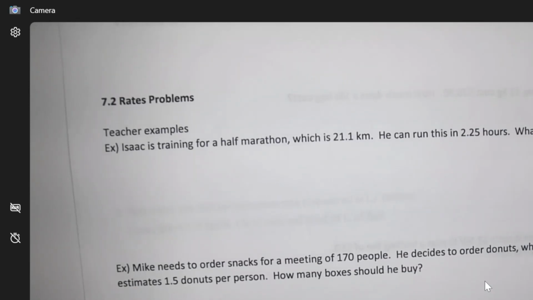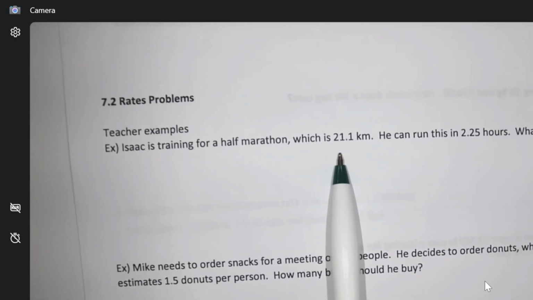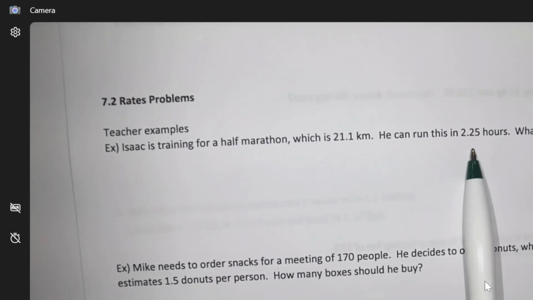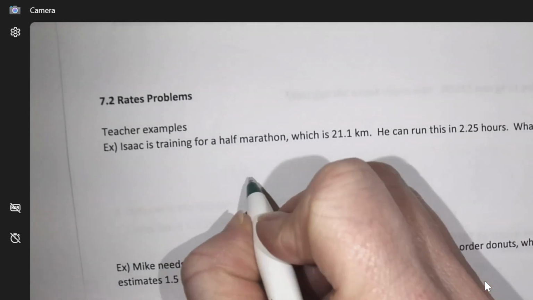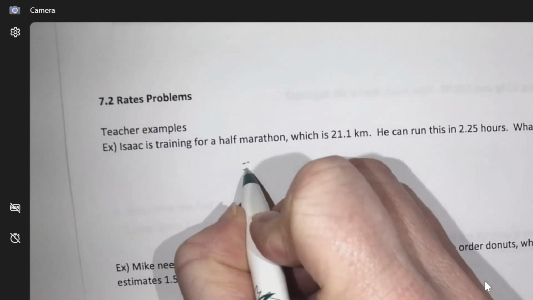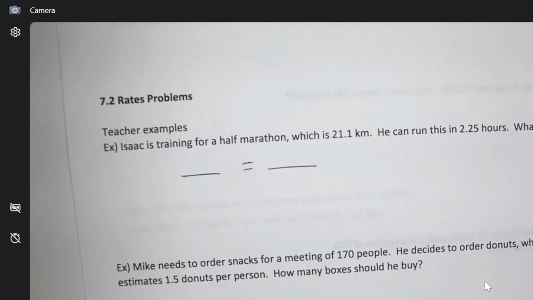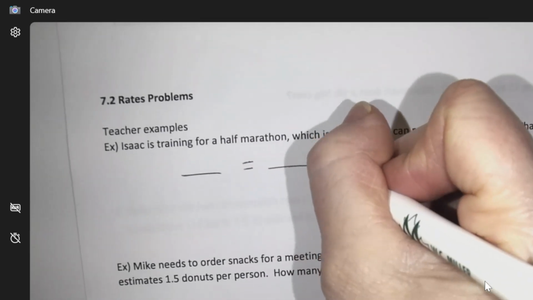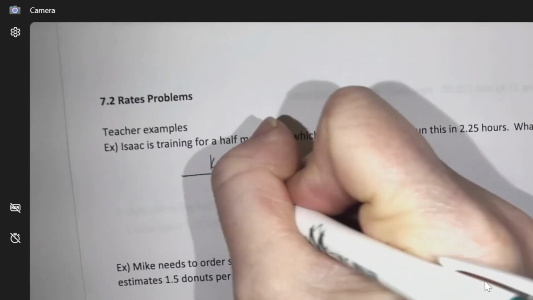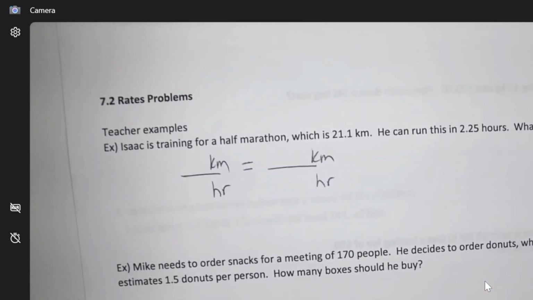Okay, Isaac is training for a half marathon. A half marathon is 21.1 kilometers, and he can run this in 2.25 hours. So what is his speed per hour? What do we want to put on top and bottom? Do we want to be doing kilometers per hour or hours per kilometer when you do a speed? What makes more sense to your brain? Kilometers per hour, right? Kilometers per hour makes more sense.